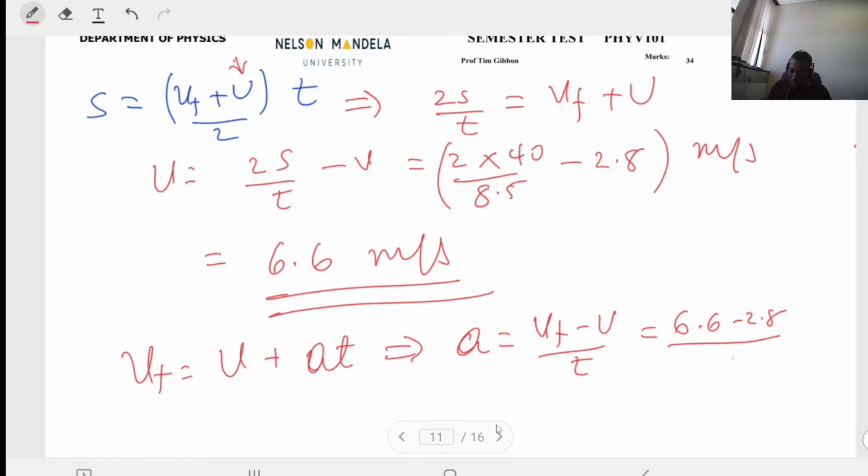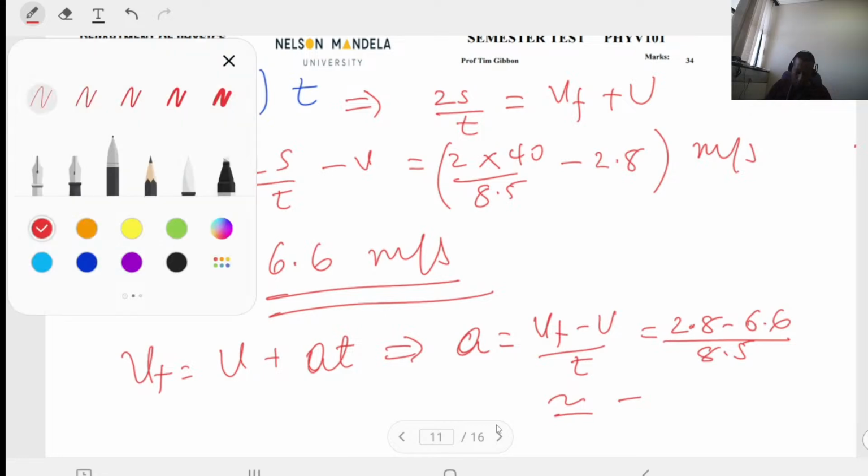No, it's not true. That's why I hate running. The final is actually the smaller. 2.8 minus 6.6 divided by the time, which is 8.5. And then I could get that it should be negative anyway because it's slowing down. I don't know what you guys are going to say.